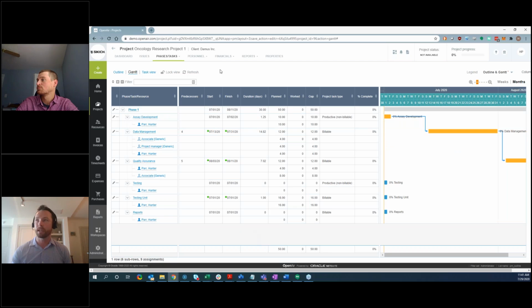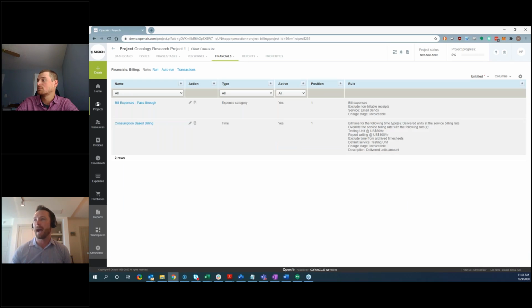The key thing I want to focus on here, though, is if I go to this financials tab and go to this billing section, this is where I can start to set up how we want to bill or treat the work that's done against this project. Chris did a great job of going through the different scenarios, and I want to point out that Opener supports a multiple billing scenario on an engagement. So you could have a piece of your project that's consumption-based, another piece that's time and materials, and a third piece that maybe is fixed price, or any combination of all of them.